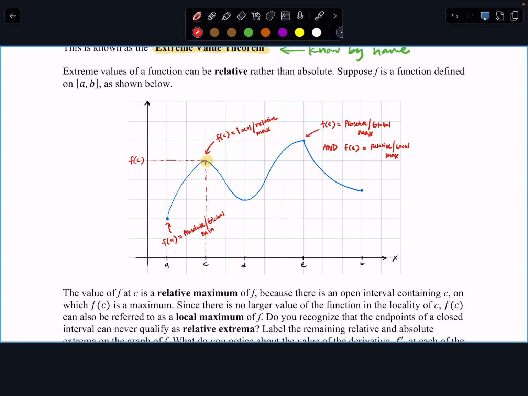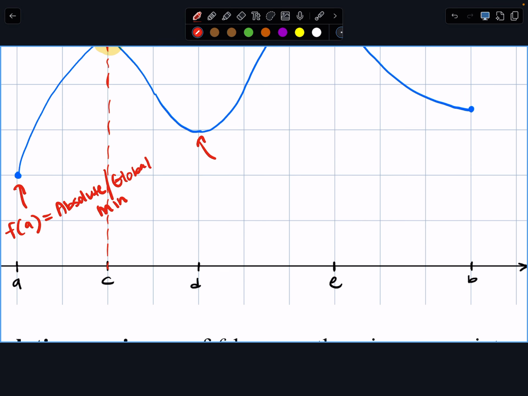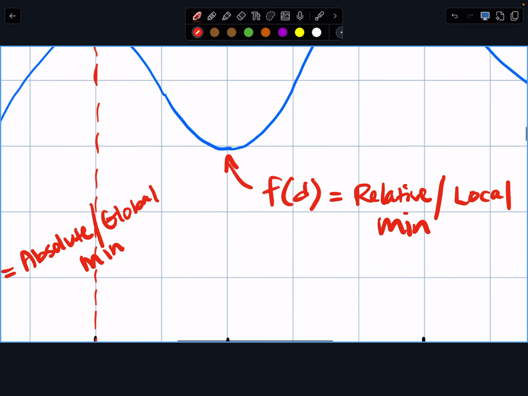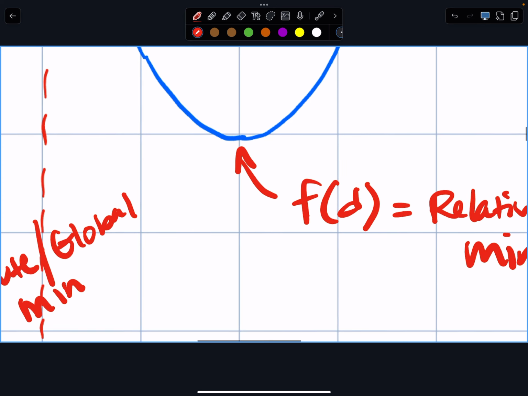Are there any other relative maximums? What about relative minimums? F of D. F of D would be a relative minimum. Okay, if we were to zoom in on the graph there, f of d would be the smallest function value on that open interval.